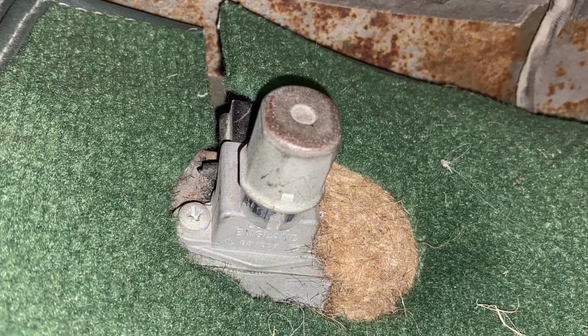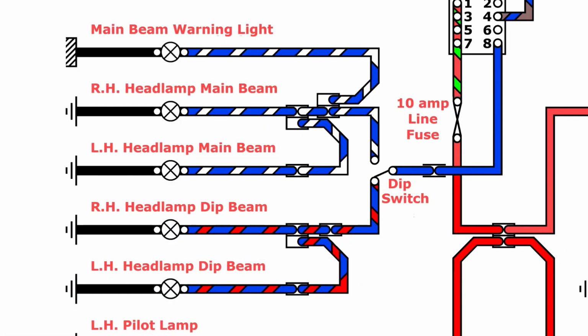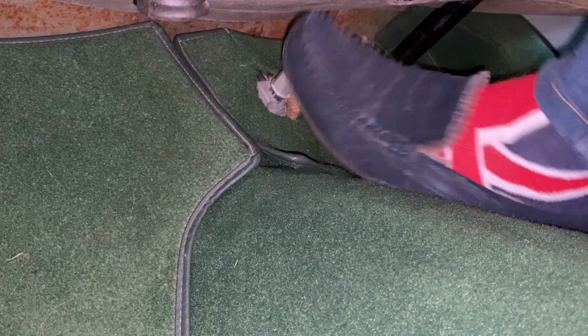Let's take a look at the dip switch. It's got three wires. Blue, which is the headlamp power feed. It goes live when we turn on the headlights. Then we have blue and red, which goes to the dip beams, and blue and white, which goes to the main beams. The dip switch just diverts the power from the blue wire to one of the other two.